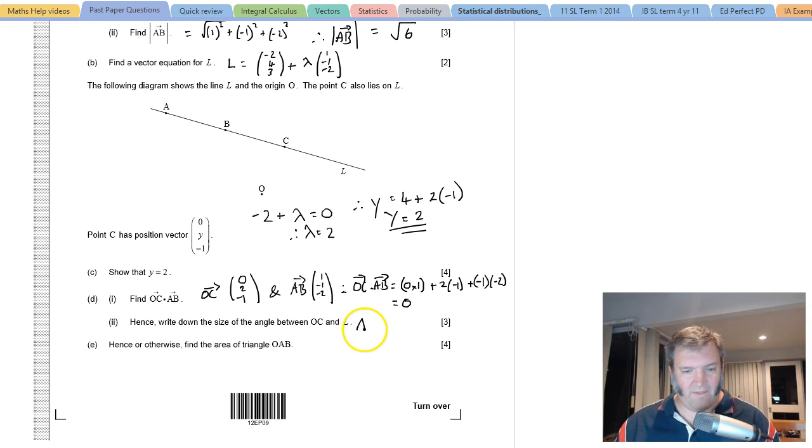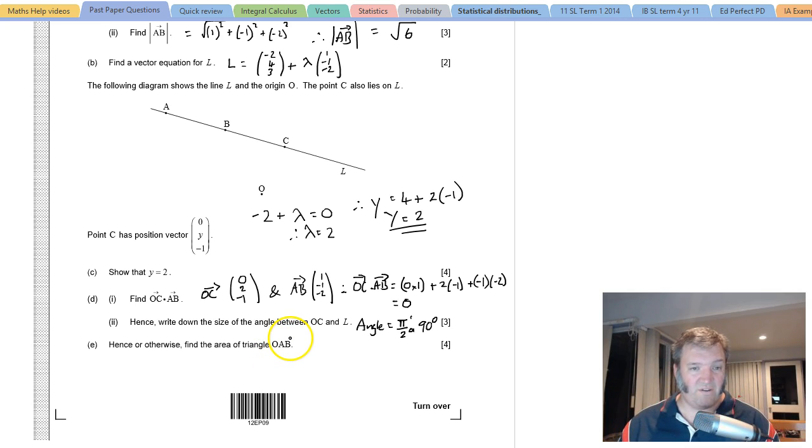The angle is 90 degrees or pi on 2 radians. Doesn't really matter which one you go with for that. Or 90 degrees. Fine. Hence or otherwise, find the area of triangle OAB.